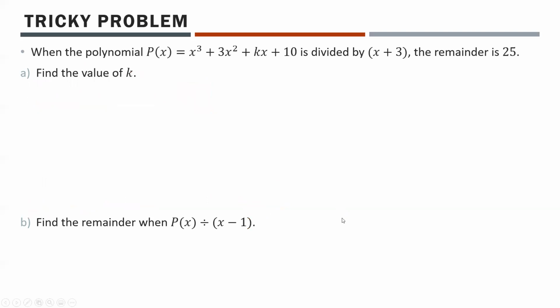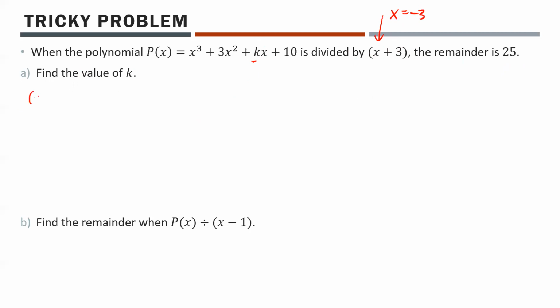All right, so this is a more tricky problem. We did one kind of like this yesterday, I think. When the polynomial p of x equals that, notice there's a k in here though, so we don't know what the value is there, is divided by x plus 3, the remainder is 25. Find the value of k. All right, so since we're given a remainder, this is probably going to be a remainder theorem question. Let's plug in x equal to whatever makes this equal to 0. Well, that would be x is negative 3. Throw negative 3 into this. I know we don't know what k is. Give it a shot either way, though.